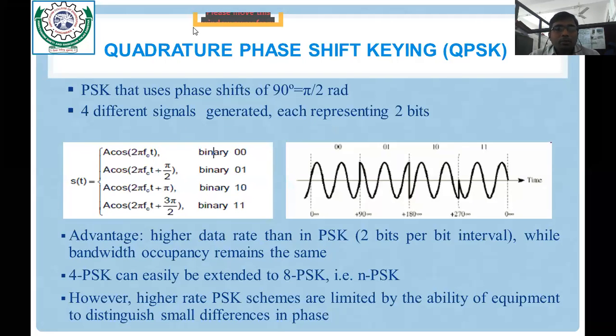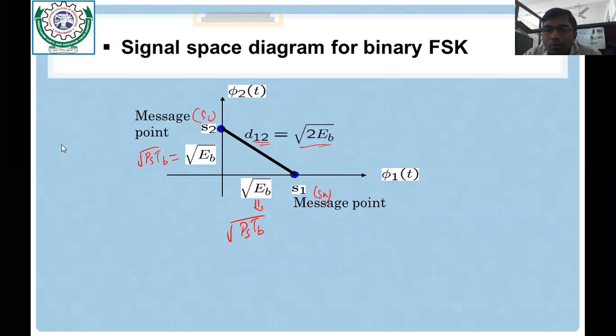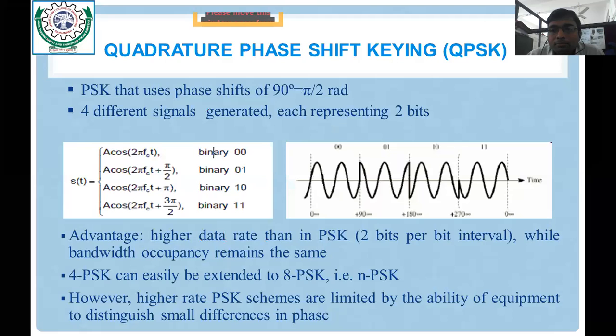Now we switch to a very important topic. We have learned ASK, PSK, FSK. Now we extend our thinking and go for a signaling technique where we combine bits. Whatever we have learned so far is only one bit of information, either binary 1 or binary 0. Now we learn quadrature phase shift keying, where we make a symbol made up of two or more bits.